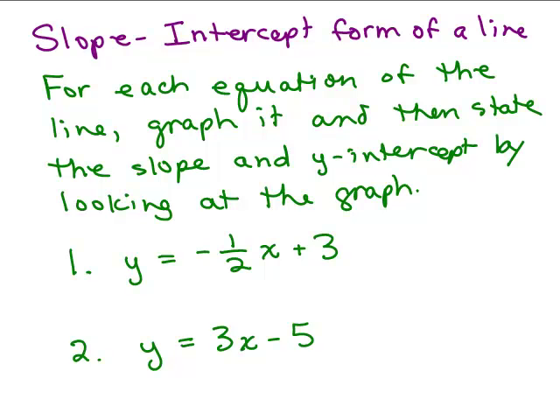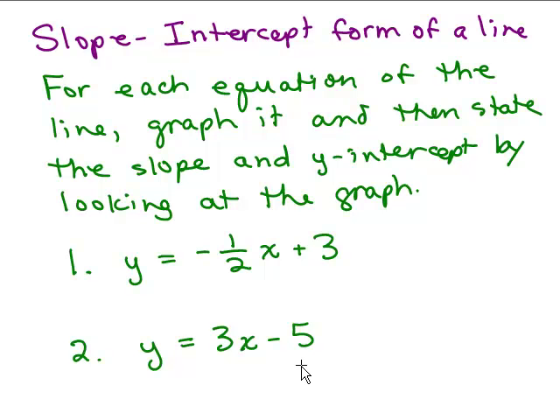In this video, we're going to go over what is called the slope-intercept form of a line. But first, we'll discover what that is. For each equation of the line below, graph it and then state the slope and y-intercept by looking at the graph. So I've given you two equations, y equals -1/2 x plus 3 and y equals 3x minus 5. So on graph paper, carefully graph these.